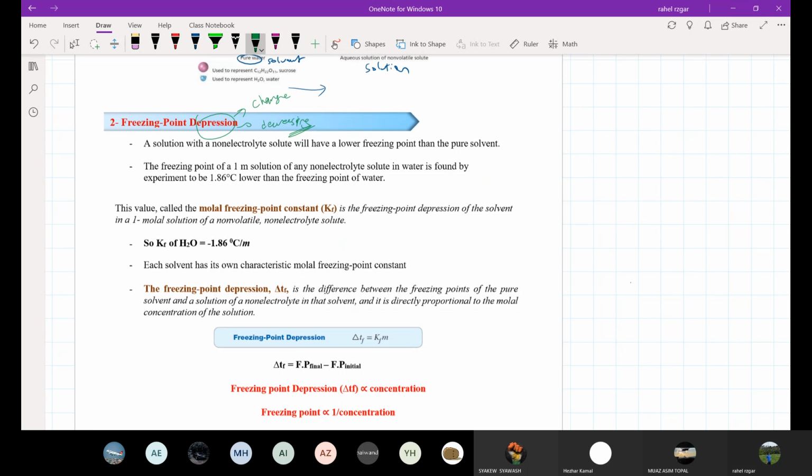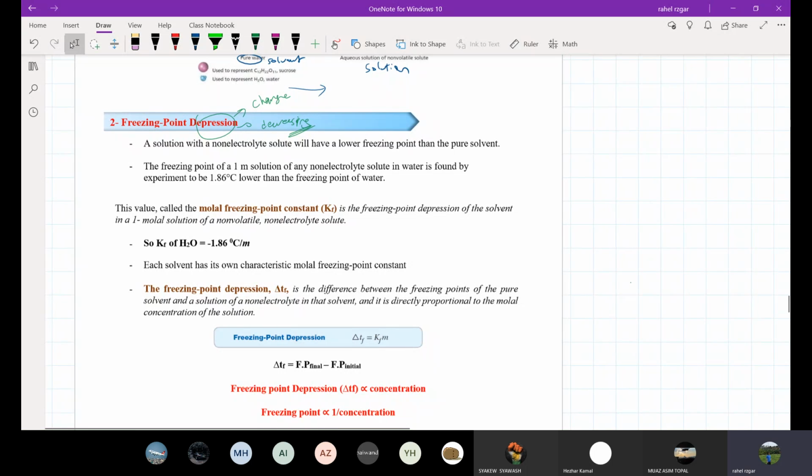Now, a solution with a non-electrolyte solute will have a lower freezing point. Again, if we have a solvent and then put some solute in it, the freezing point will decrease. For example, water freezes at 0 Celsius. If we increase the concentration, the water will freeze at a lower temperature. For example, it might freeze at -1 or -2 or even -3, depending on the concentration.